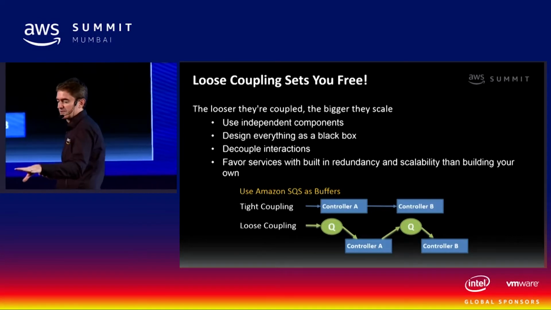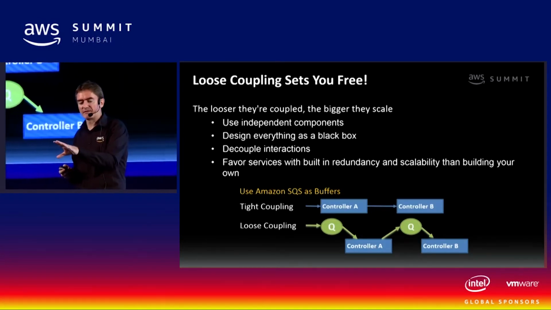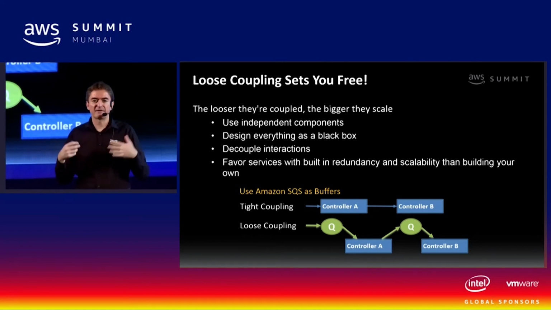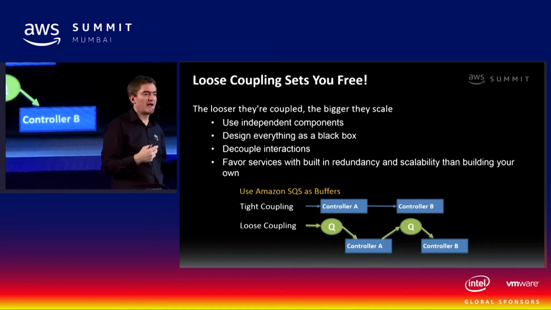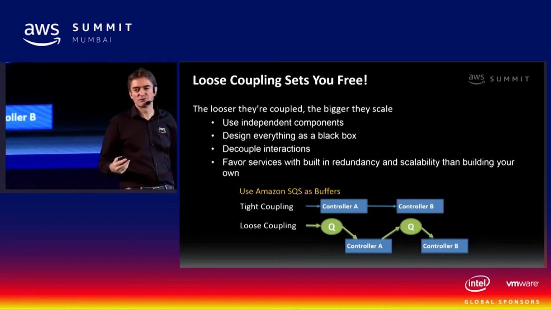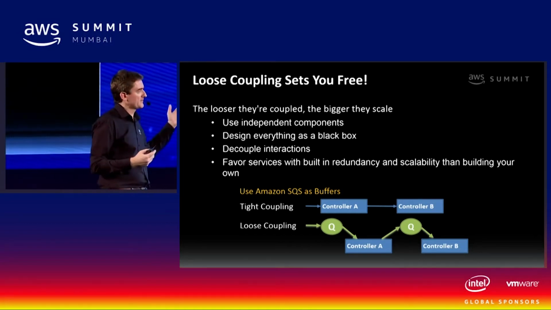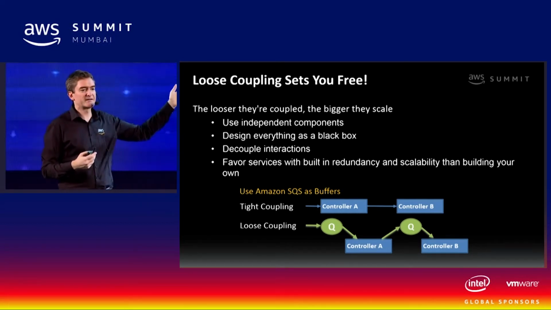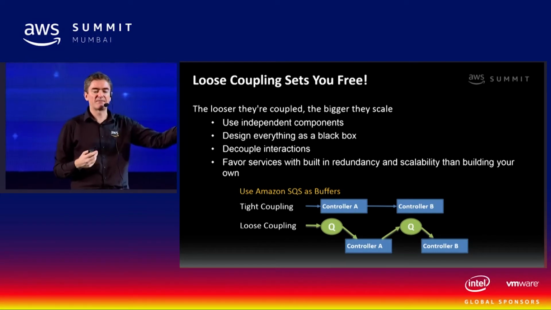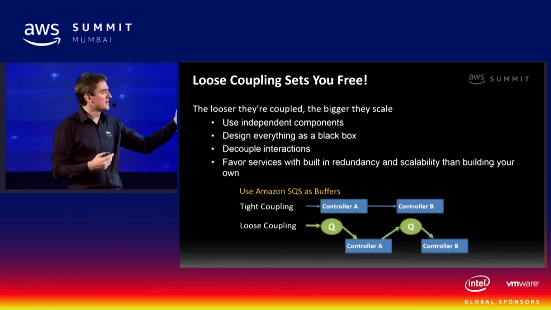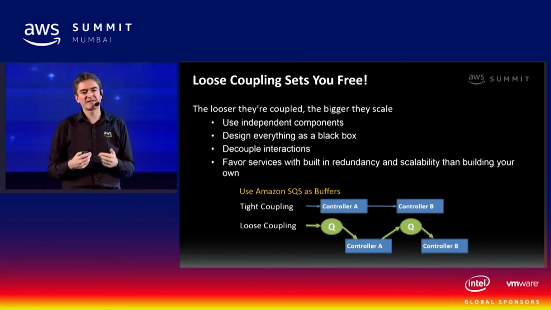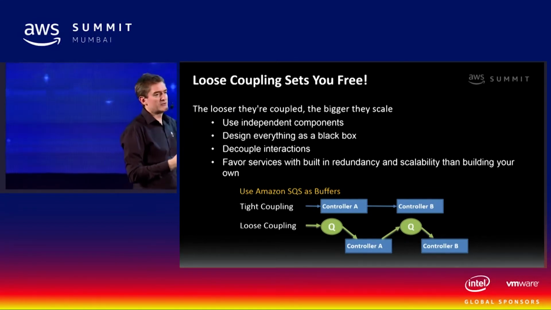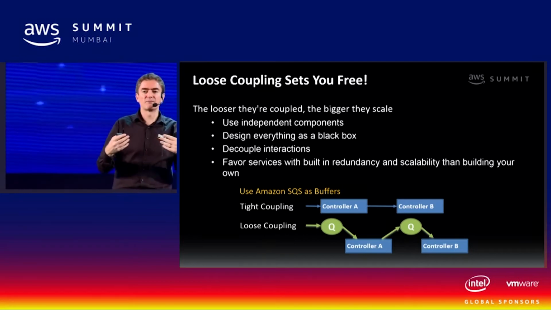So how do you do this? Well, the looser that you're coupled, then the bigger they scale. So you have different components which are held together with queues. And as something finishes, so in this case, you've got a queue feeding into controller A, it's looking for what's on that particular queue, processes the work, does what it does with its results, and puts that on the next queue, and then controller B comes along. Now, in the tight coupling, you simply have controller A calling controller B.